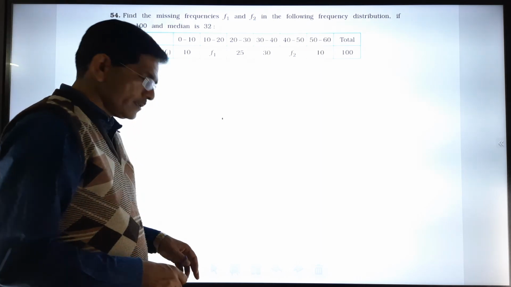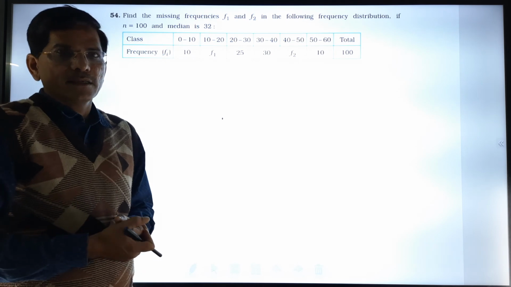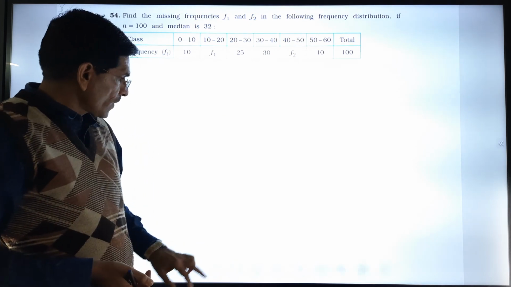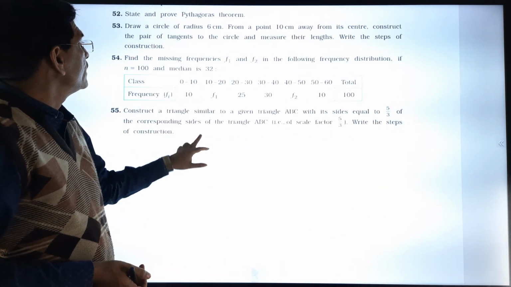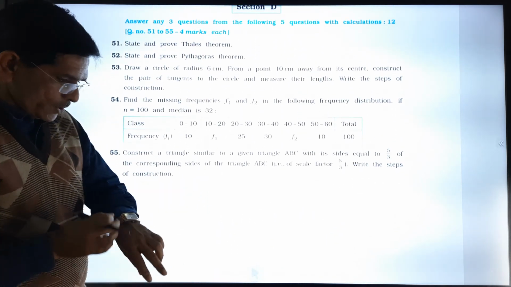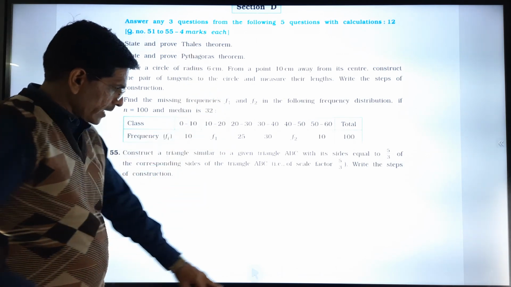Good morning, friends. Already we have completed section A, section B, and section C. Today we want to discuss section D. So in section D, if you see properly, there is one theorem that is called Thales theorem.